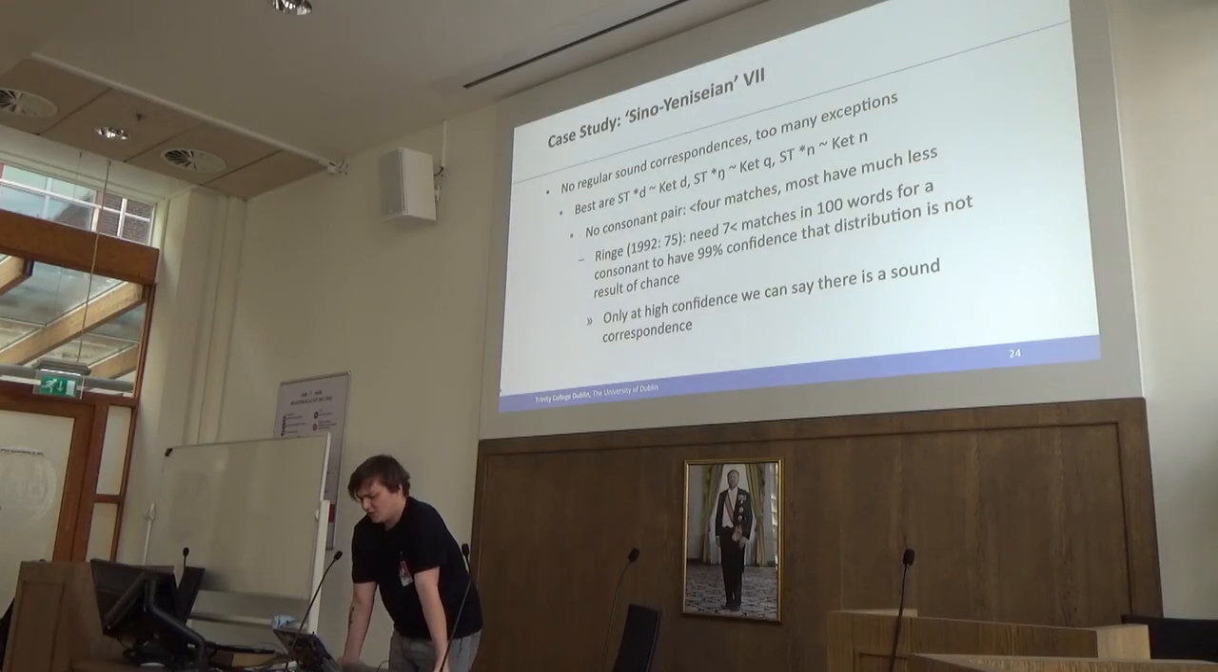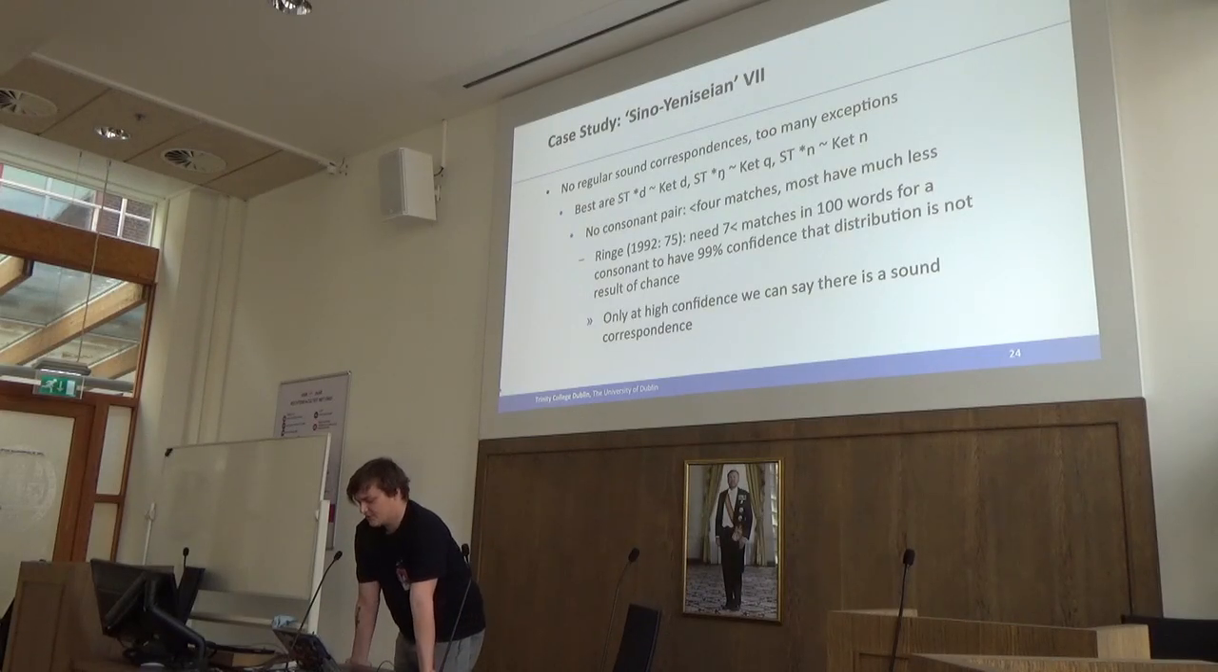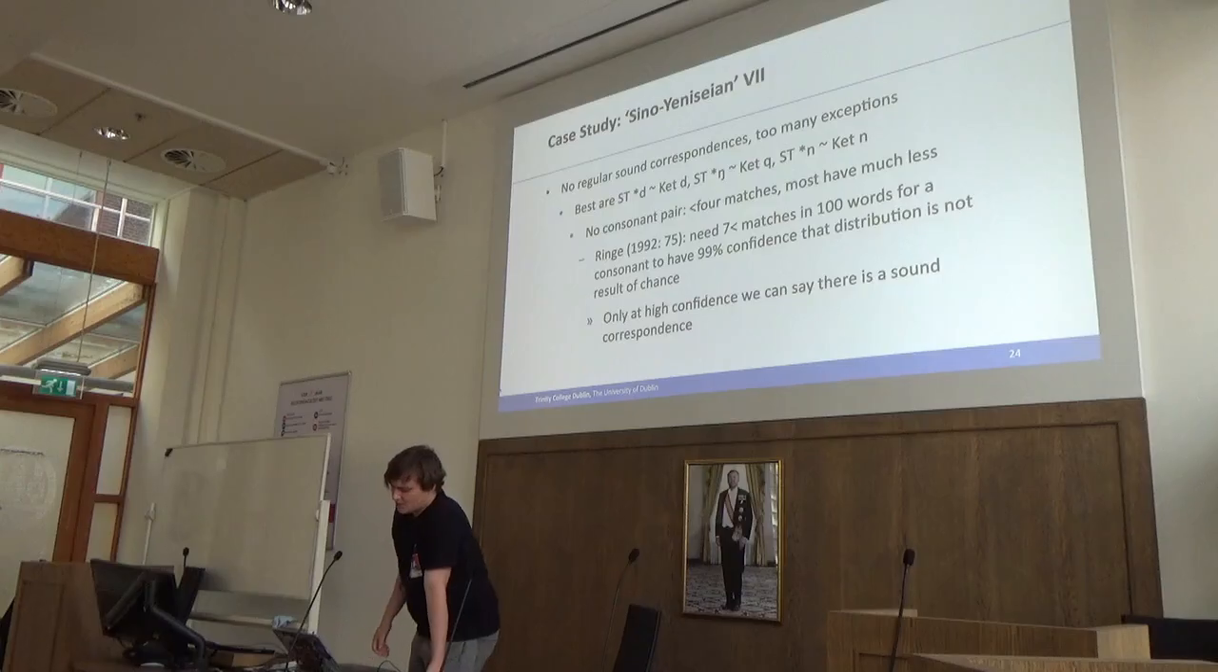But there's no consonant pair with more than 4 matches, and most have much less. Ringe has shown that you need more than 7 matches in 100 words for a consonant to have a 99% confidence level that the distribution is not a result of chance, which again does not mean that there's a relationship, but it means that maybe you can suspect borrowing or something. And we can only say there's a sound correspondence at high confidence. Maybe you don't need 99, but the important thing to keep in mind is that these scales go down logarithmically.